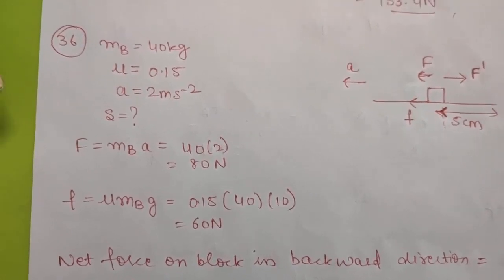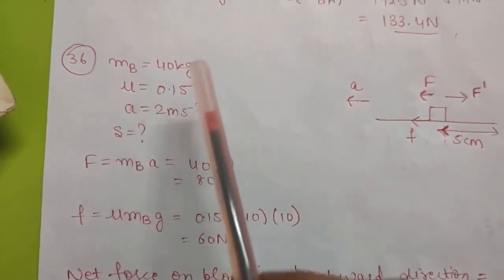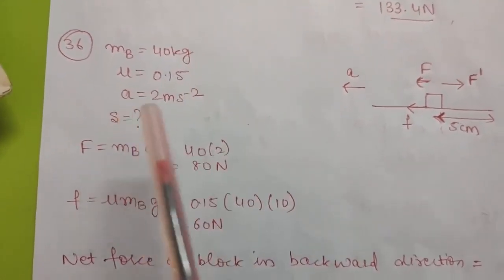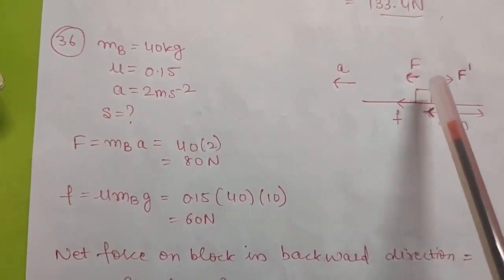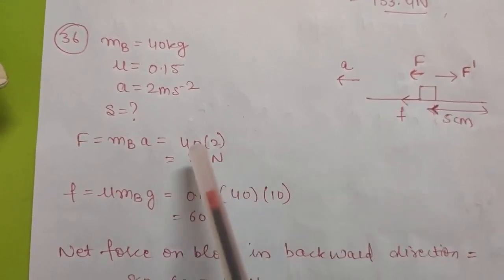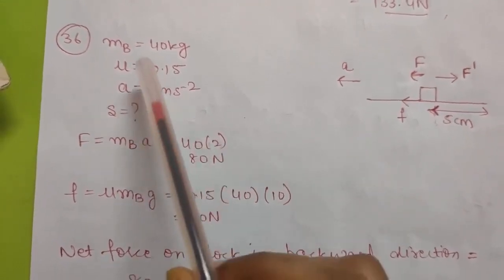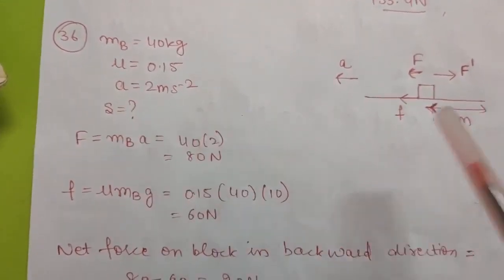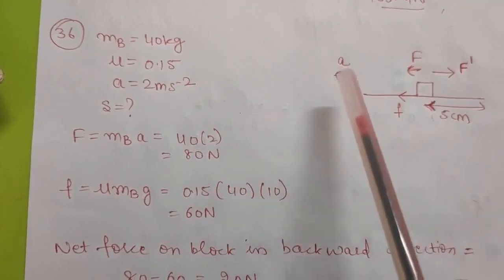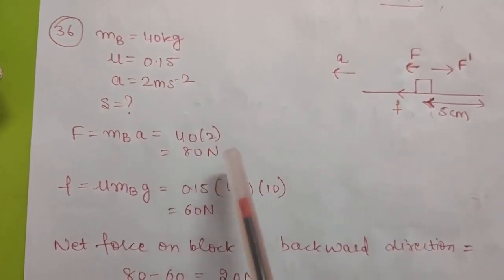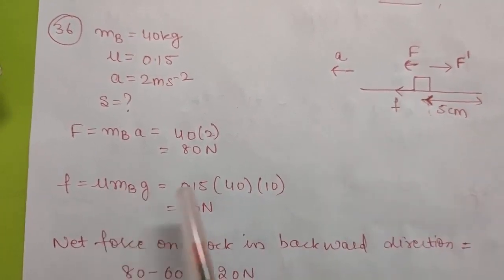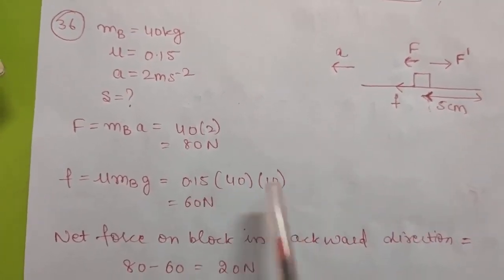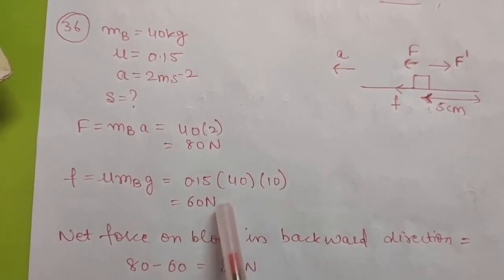Now you know the mass of the block, the force of friction is given, and you know the acceleration. So first of all, let us calculate the force acting on this block. That will be nothing but MA, mass of block into acceleration, because the block is moving with the truck with the same acceleration. So the answer will be 80 Newton. Now there is a force of friction between them, so let us calculate that. That will be mu mg. So the force of friction will come to be 60 Newton.